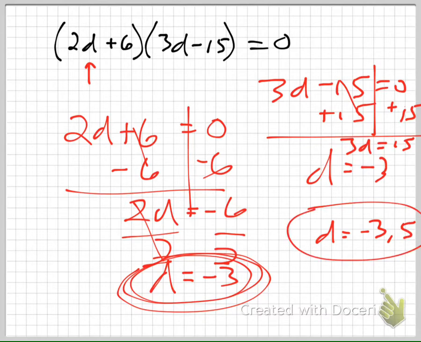It's both, right? Actually, it's not both. It's either, right? It's either one. If d was to equal negative 3, it would work, or if d was to equal 5, it would work. Therefore, d equals negative 3 or 5. Does that make sense? And so the answer here is two of them. Does that make sense?